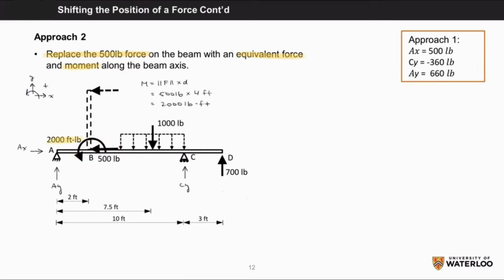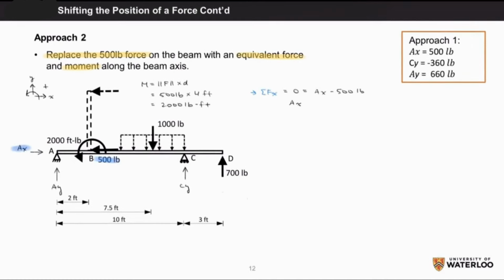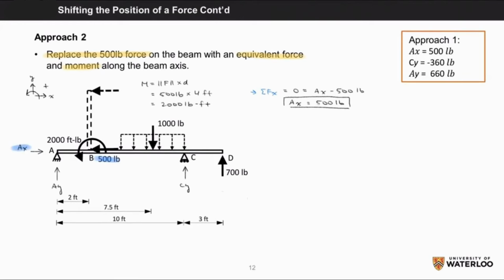From here, the steps are essentially the same as before, so I suggest pausing the video to try solving it on your own before checking the answer. Using the sum of Fx equals 0, we will get Ax equals 500 pounds. Once again, I'll take the sum of moments about point A. The equation for the sum of M about A will be slightly different.